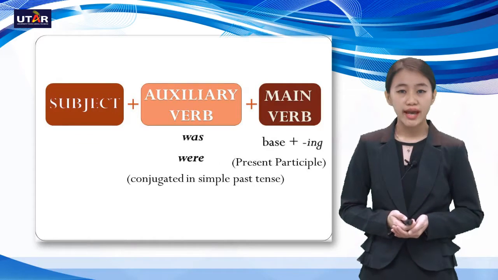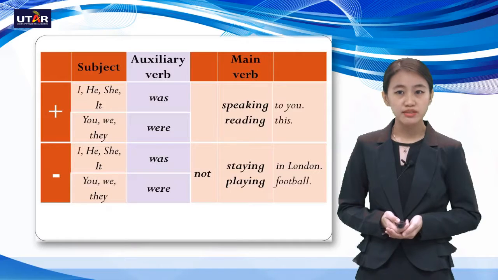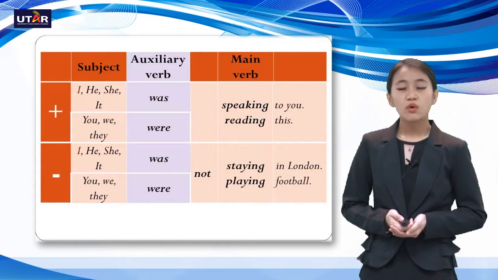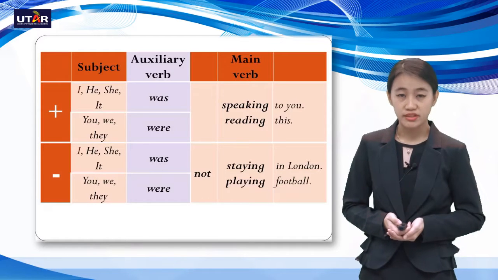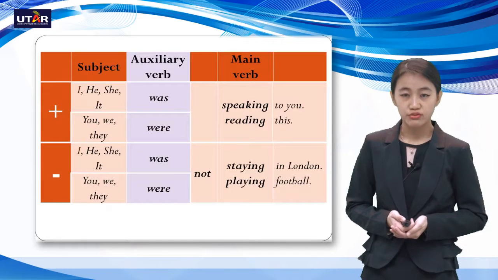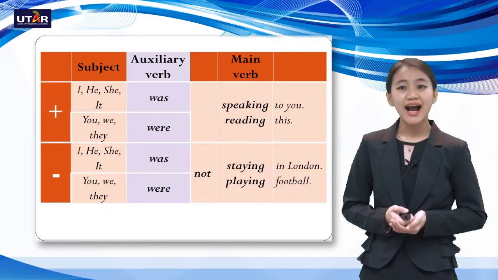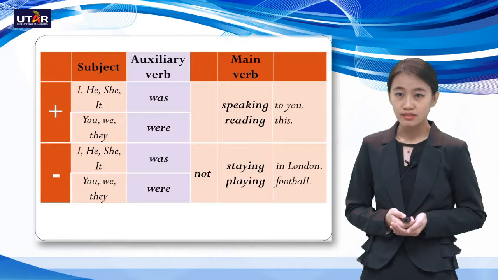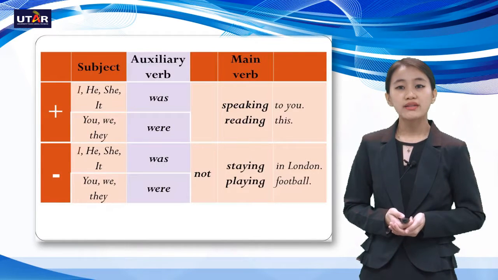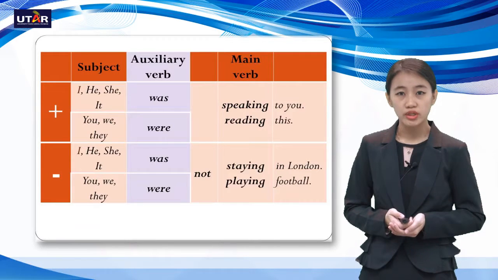Now, let's look at the construction of the sentences. You have your subject, auxiliary verb, and also main verb. When you want to construct a positive sentence, or in other words, we call it affirmative, we must start with your subject. So, subject I, he, she, it will be followed by the be verb was, whereas you, we, they would be followed by the be verb were.